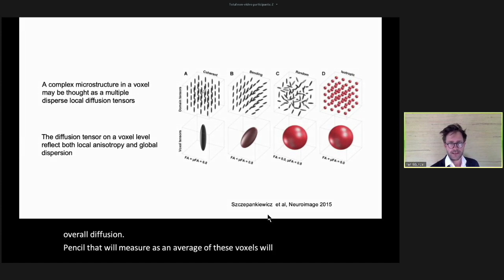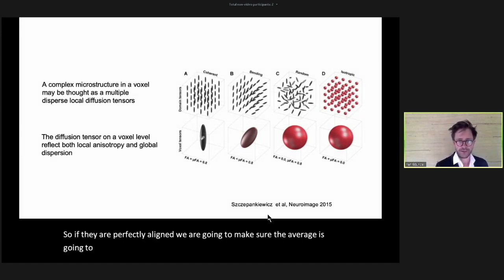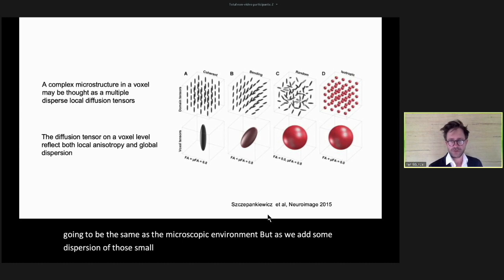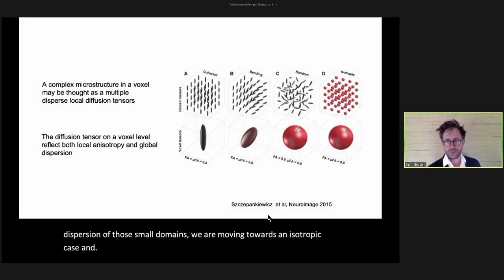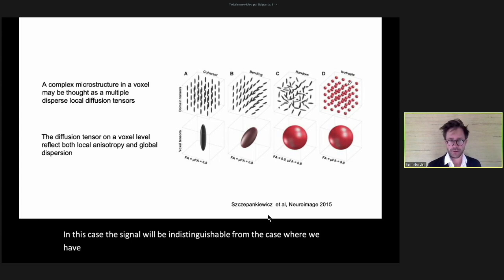So if they are perfectly aligned, the average is going to be the same as the microscopic environment. But as we add some dispersion of those small domains, we are moving towards an isotropic case. And in this case, the signal will be indistinguishable from the case where we have an isotropic domain. So this could be just spherical cell bodies.